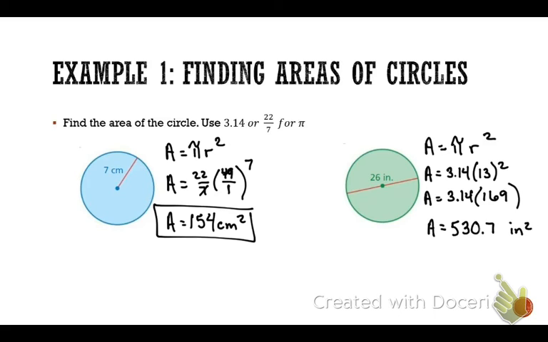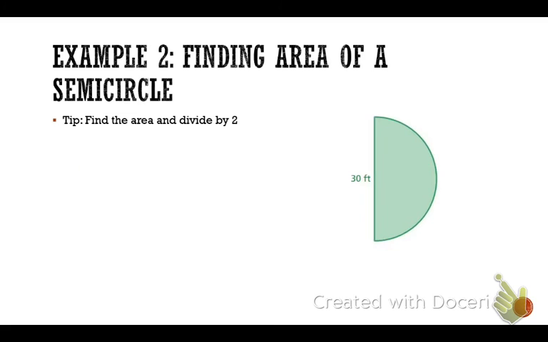All right, any questions on area? Any questions? All right, so we covered perimeter, circumference, we covered area of a circle. Now let's talk area of a semicircle. Remember, a semicircle is half of a circle.